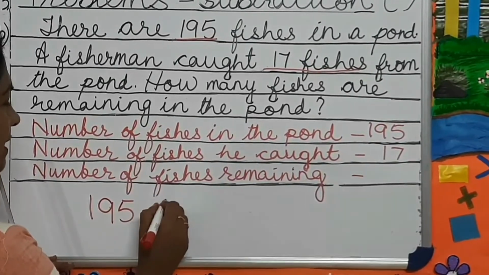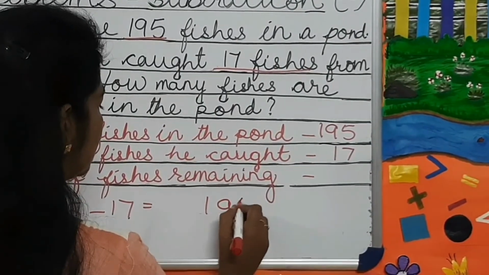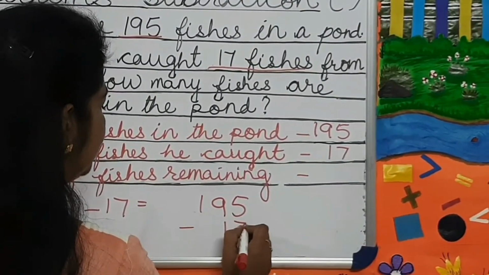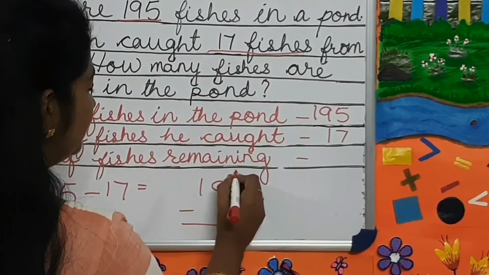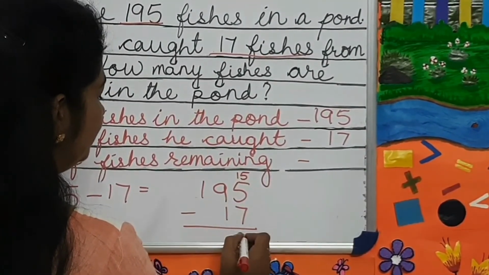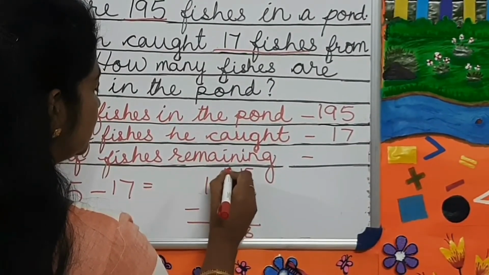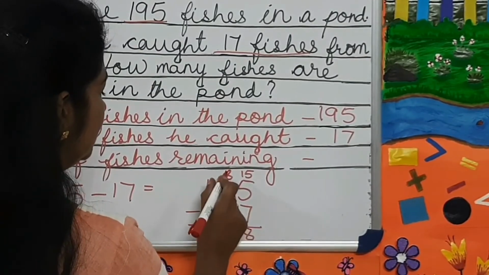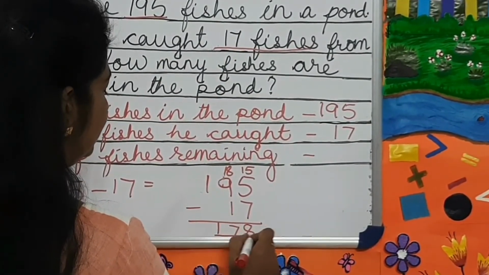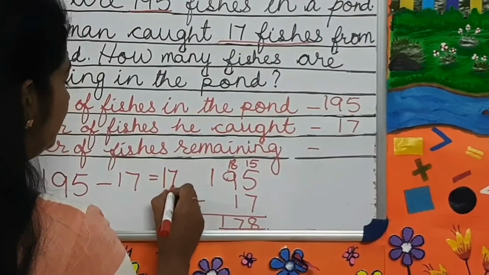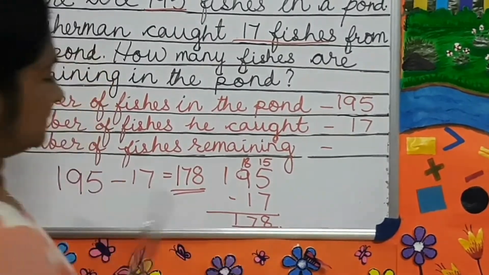195 minus 17. So 5 is smaller, so you borrow from here, 15. 15 minus 7, 8. Now here it is 8. 8 minus 1, 7. 1 you will be writing here. So the answer will be 178. Okay.